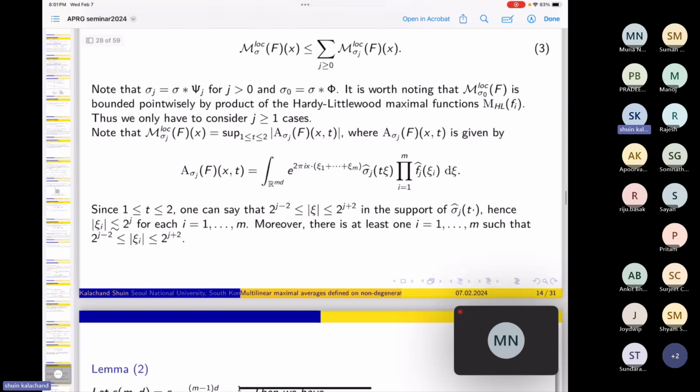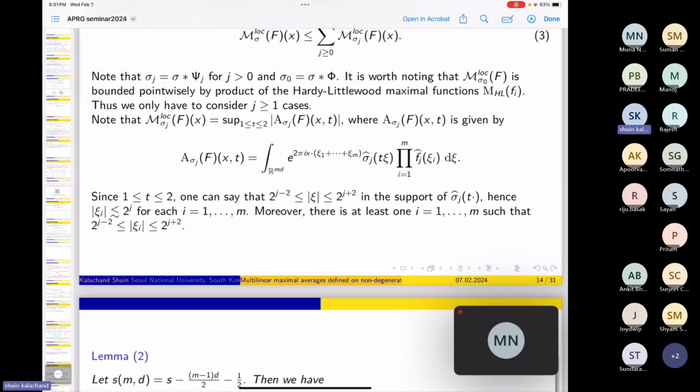Okay, and by the definition of sigma j, you see that the support of sigma j hat is contained inside this annulus from 2 to the power j minus 2 to 2 to the power j plus 2. Therefore, since xi is nothing but (xi1, xi2, up to xim), all those xi i will be dominated by some constant times 2 to the power j, and there will be at least one i such that the absolute value of xi i has a lower bound of 2 to the power j minus 2. And here t is basically from 1 to 2. So t is finite.